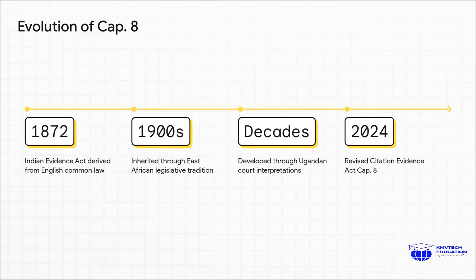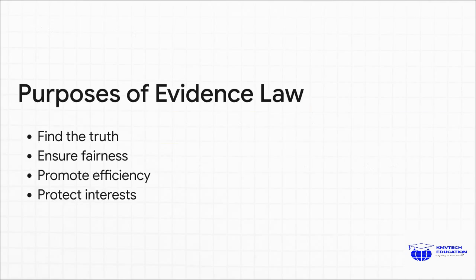But it hasn't just sat there collecting dust. Over the decades, it's been molded, challenged, and developed through careful interpretation by Ugandan courts to actually fit our specific society. Which gets us to the 2024 revised citation of Cap 8 we use right now. So why are we still reliant on a framework from 1872? Well, because these rules aren't just legal tripwires. They serve 4 incredibly deliberate purposes.